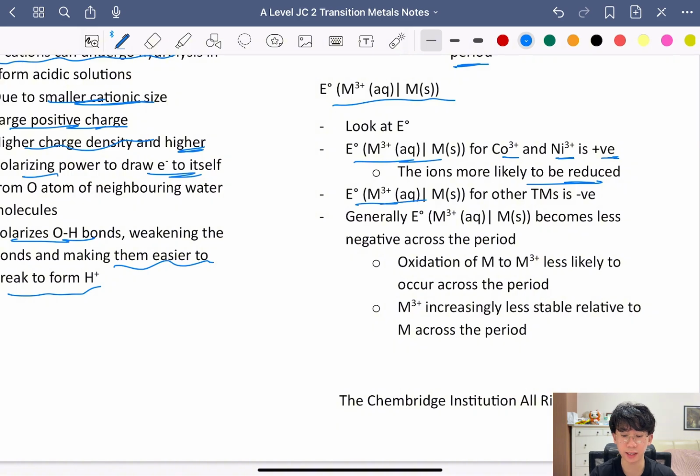Versus for other E0 values for other transition metals, they are negative. So generally, the E0 becomes less negative across the period, which means that the oxidation of M to M3+ is also less likely to happen across the period. And this also means that M3+ is increasingly less stable relative to M across the whole period.